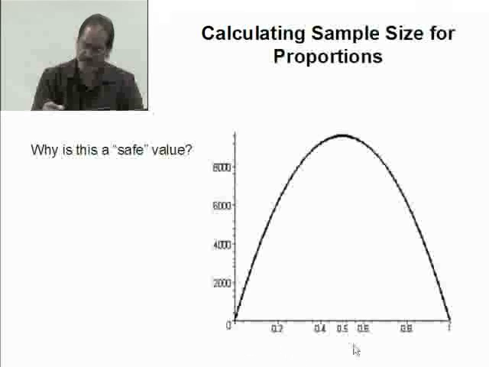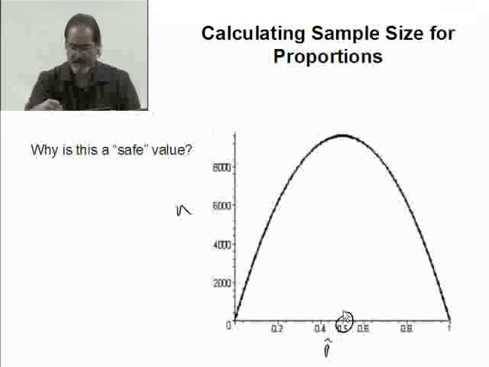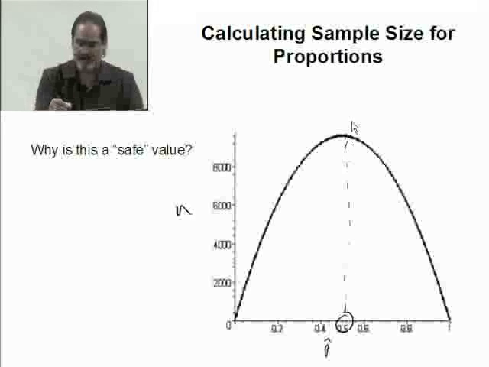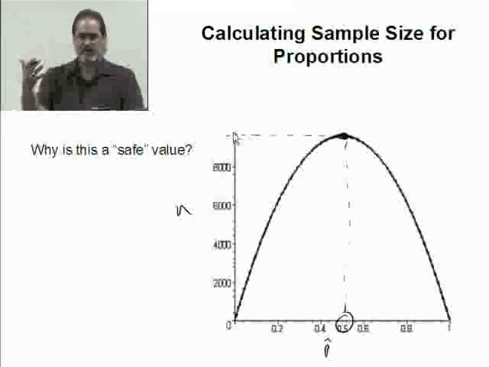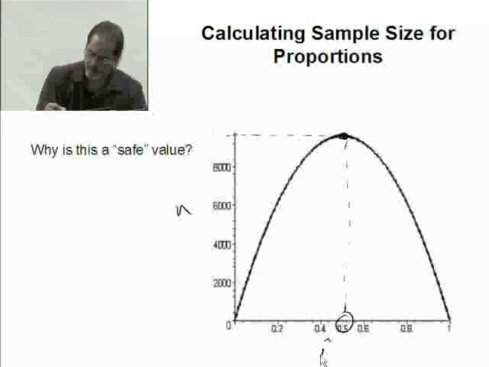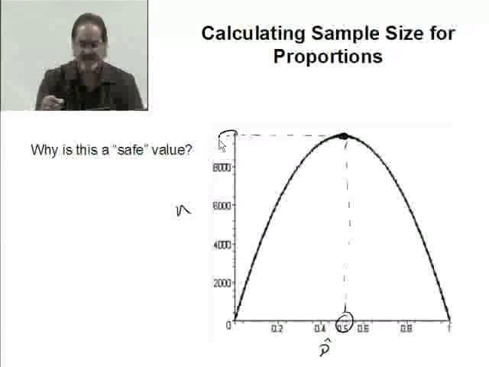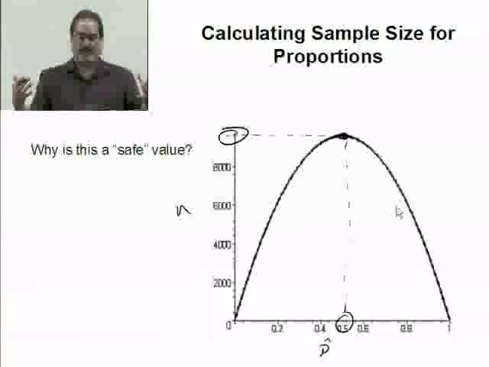Okay, the x-axis here is actually the p-hat axis, and the y-axis is actually the n-axis, the sample size. Notice when p-hat is at a half, that is the peak, the maximum value, the biggest value of n, the sample size. So if I don't know what p-hat is going to be, by using a half as my estimate for p-hat, I will get a safe sample size. It's also the biggest sample size possible.